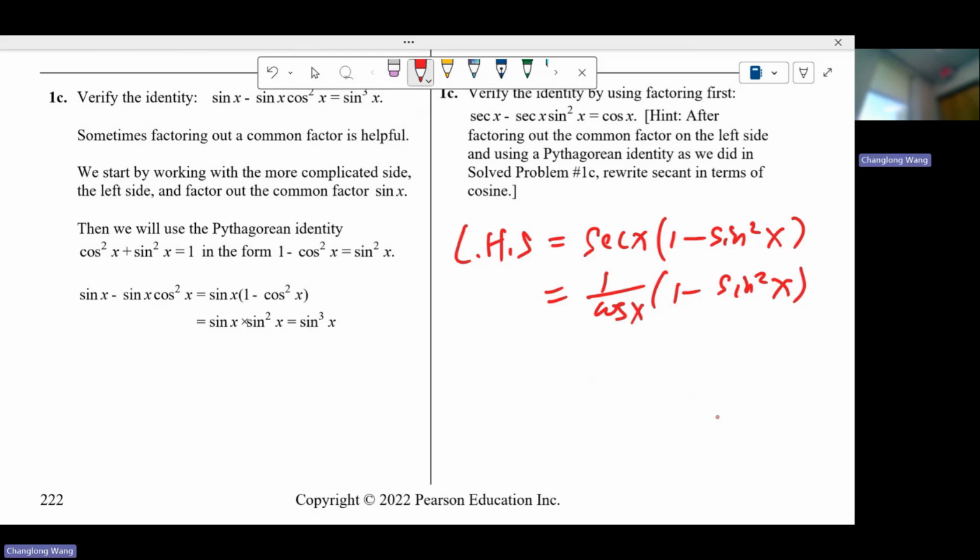Therefore, remember that our goal is to turn everything into cosine because on the right-hand side, I see sine square, right? So look at the identity, sine square plus cosine square equals 1, isn't 1 minus sine square nothing but cosine square? You take that, you divide by cosine, you get cosine, right?